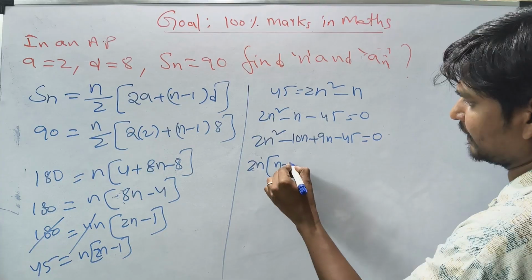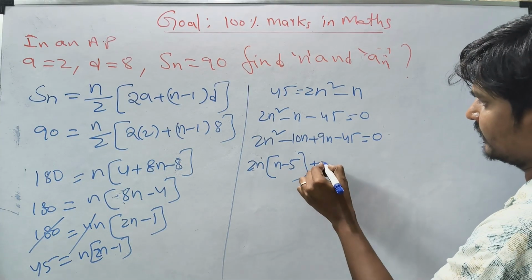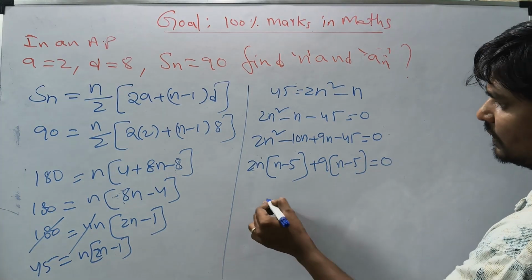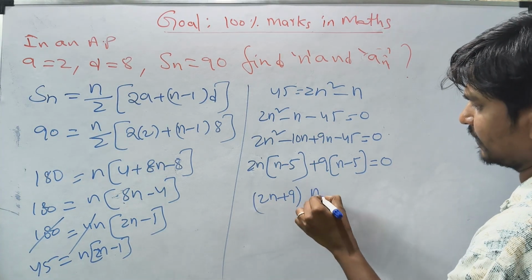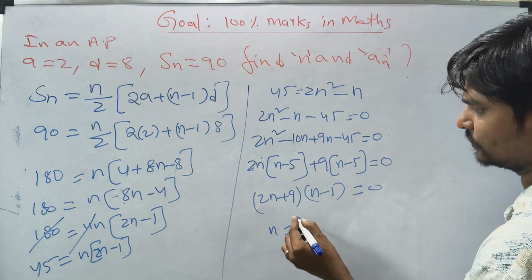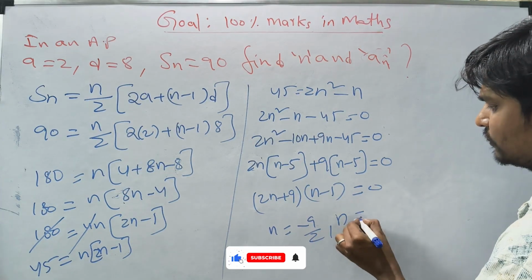2n, then n minus 5. Now plus 9, get common n minus 5. So from this, 2n plus 9 and n minus 5 is equal to 0. From this, n value is equal to what? Minus 9 by 2, and n value is equal to 5.